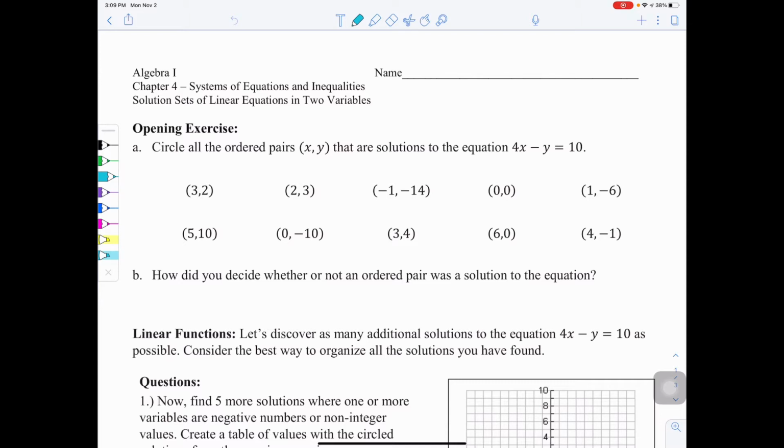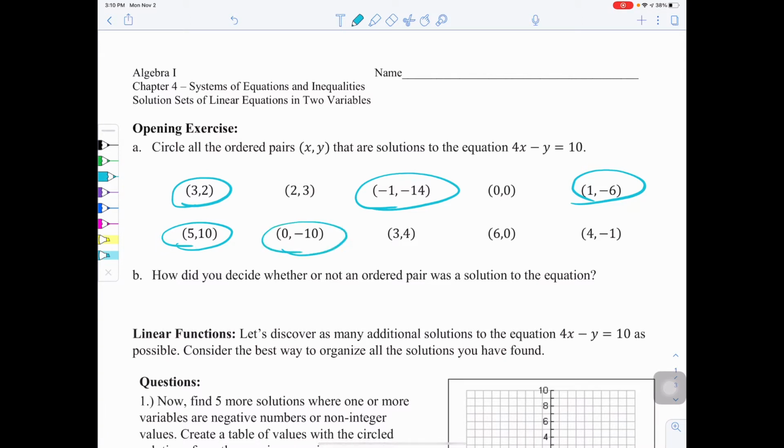Okay, for circle all the ordered pairs that are solutions to the equation you were given, you should have gotten (3, 2), (-1, -14), (1, -6), (5, 10), and (0, -10).